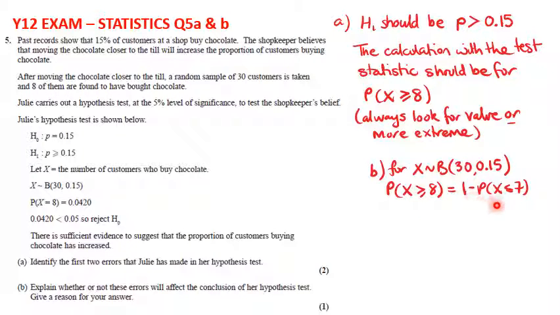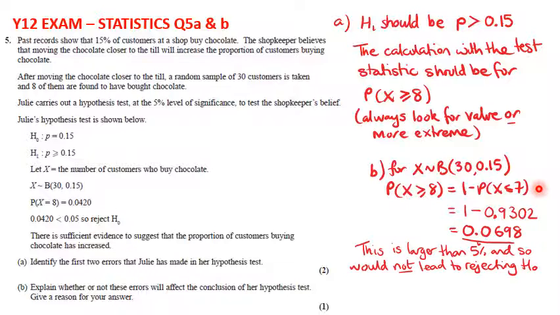Well, it's 1 minus the probability that it's less than or equal to 7. Calculator or tables, and we get that, and there's our answer. So this time, the probability it's greater than or equal to 8 is actually 0.0698, larger than 5%, so she would not reject H0. Okay.